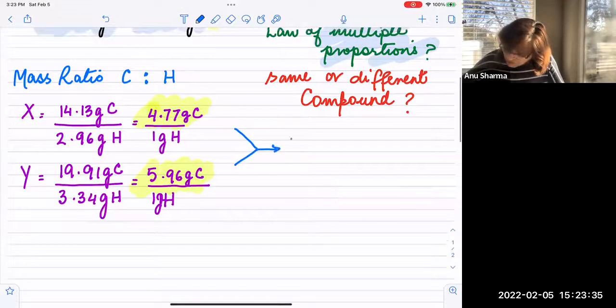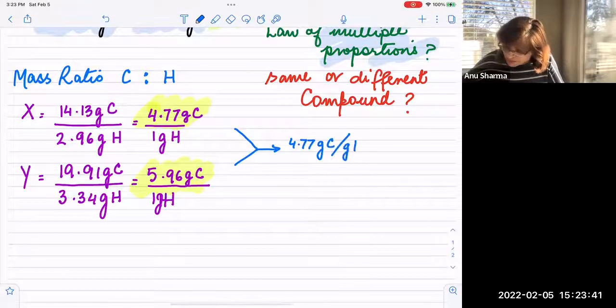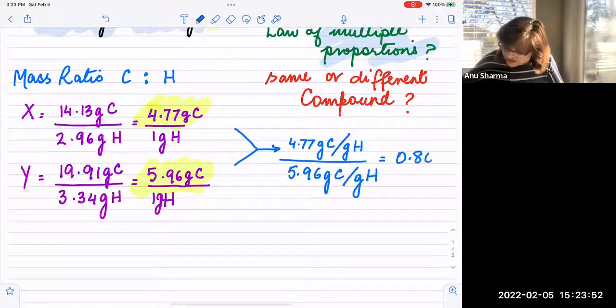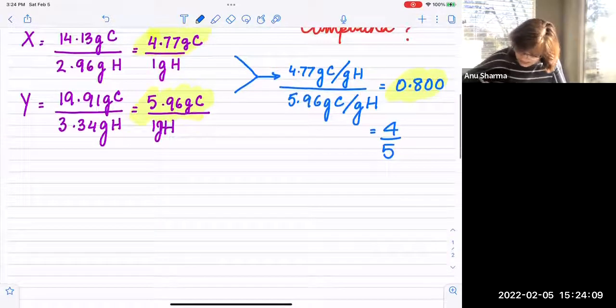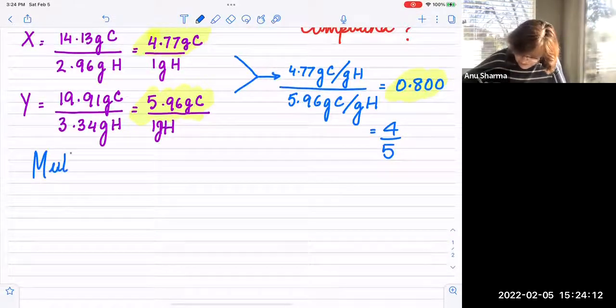So here we have 4.77 grams of carbon per 1 gram of hydrogen, over 5.96 grams of carbon per 1 gram of hydrogen, you get 0.800. And this is equal to 4/5. So this looks like a very small change. However, this whole number ratio supports the law of multiple proportions. That means these are definite, of course, but multiple. So it's more than one type of compound.